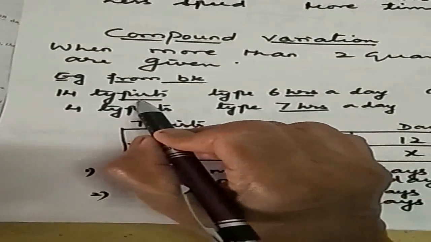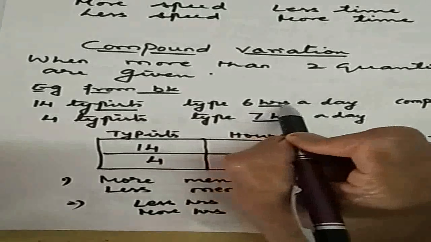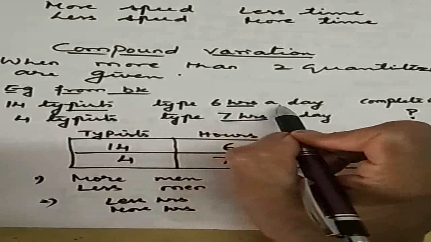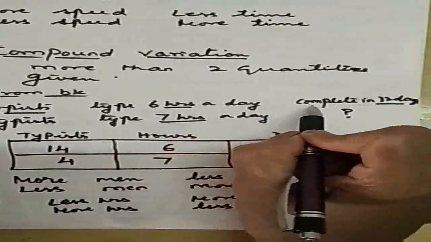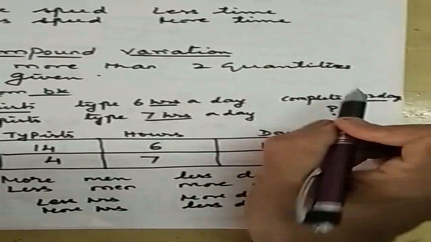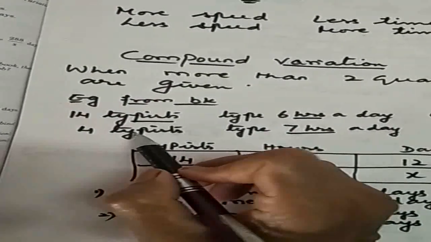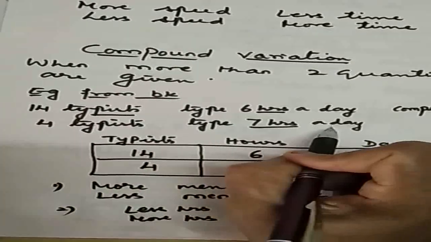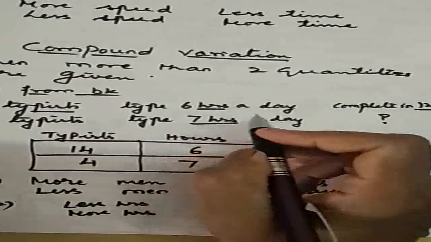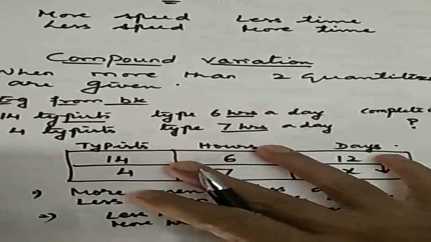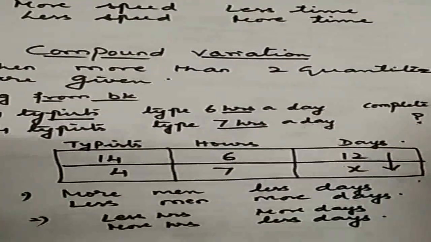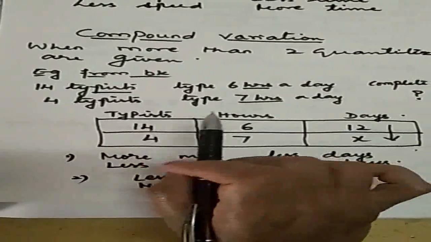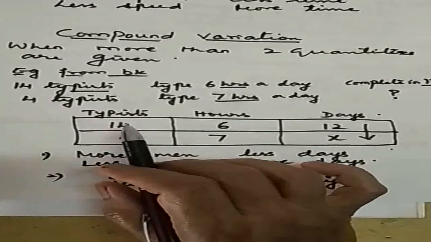14 typists can type 6 hours a day. In one day they are typing for 6 hours. If they type for 6 hours in one day, then they can complete the job in 12 days. Now if 4 typists are there, and if they type for 7 hours a day, then in how many days will they complete it? This question is a little confusing because 3 quantities are there. So how to do it in a shortcut way? See, in the copy you have done it by the unitary method.